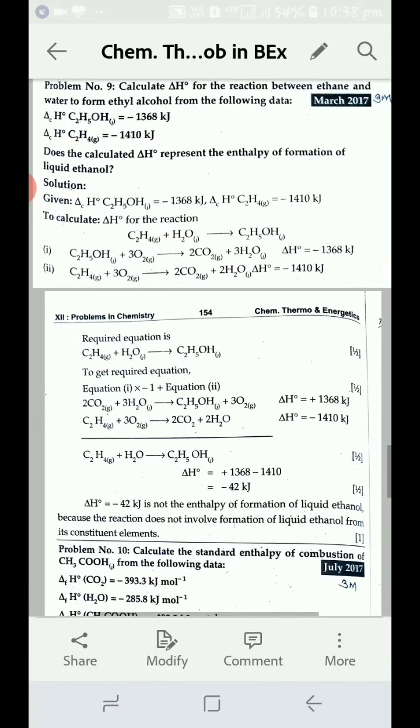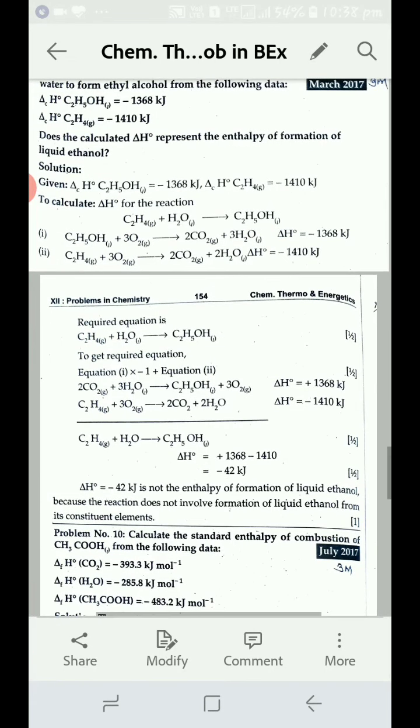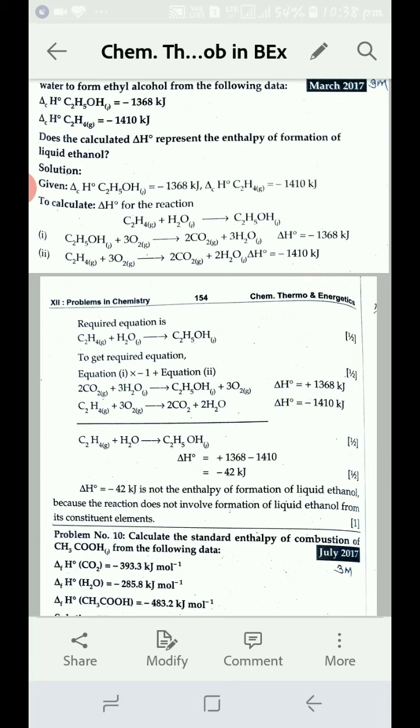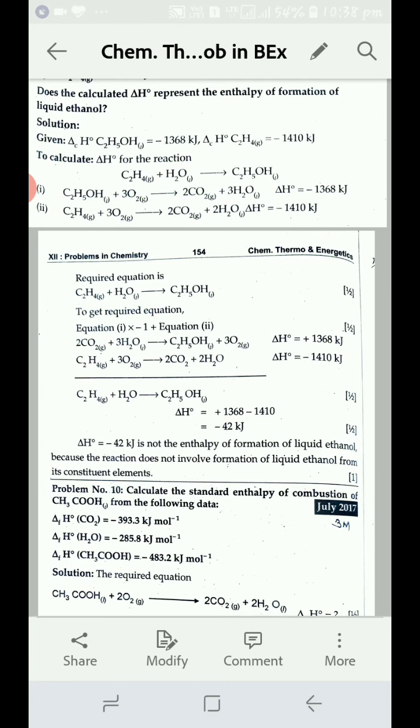Calculate the standard enthalpy of combustion of acetic acid from the following data. Enthalpy of formations are given. So write down the reaction for combustion of acetic acid: CH3COOH plus 2O2 gives 2CO2 plus 2H2O. This is the enthalpy of combustion, but the given data is related to formation.